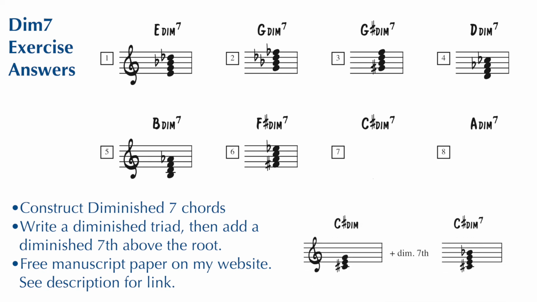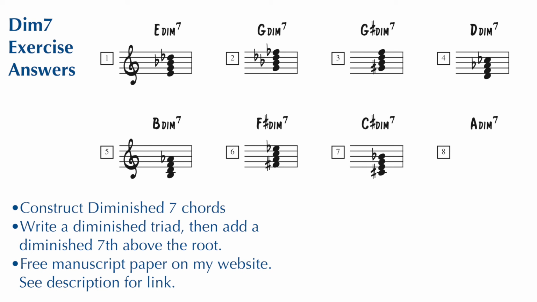Number 7 is C sharp diminished 7. First, construct a C sharp diminished triad. That's going to be C sharp, E, and G. Next, we add a diminished 7 above the root. The root is C sharp. A minor 7th above the root is B. A diminished 7 above the root is going to be B flat. Stack them all up, you have C sharp, E, G, B flat. That's C sharp diminished 7.